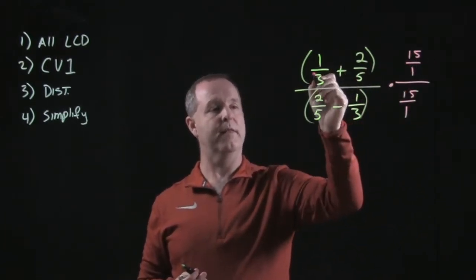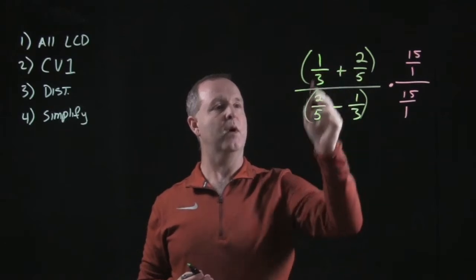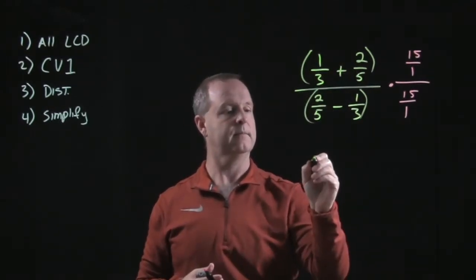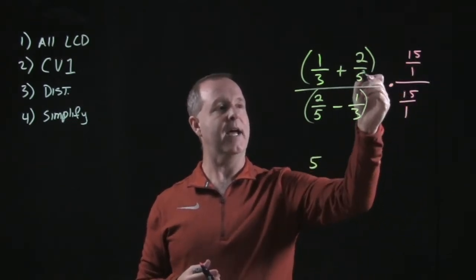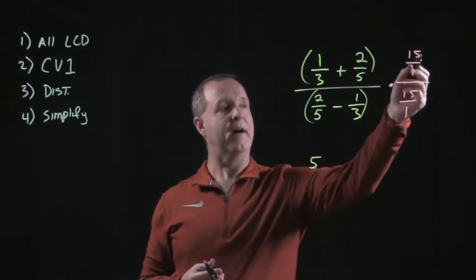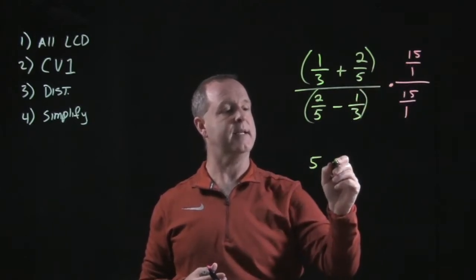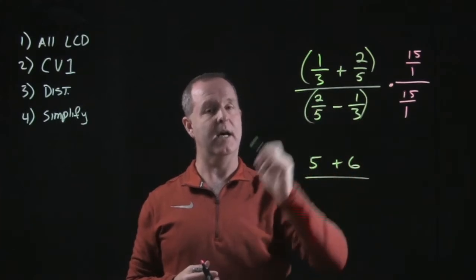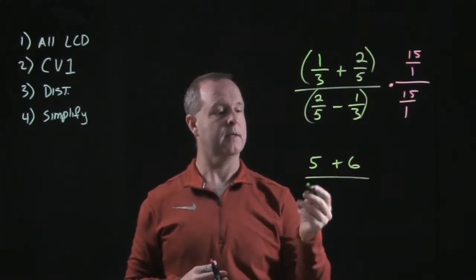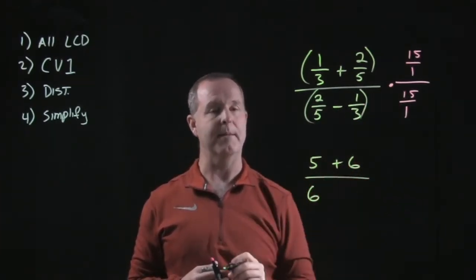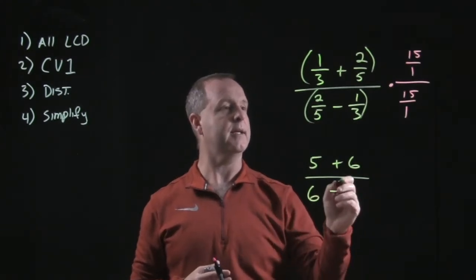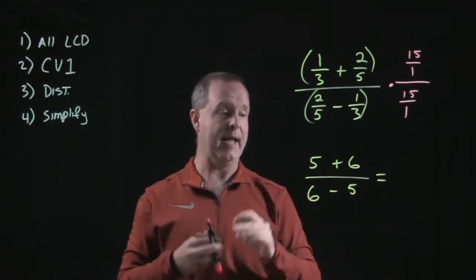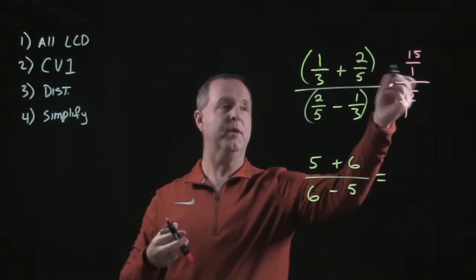15 times the 1/3. 15 times 1, that makes it a 5. 15 times 2/5. 5's cancel out with a 5, so that makes it a 6. And the denominator, 15 times 2/5 makes it a 6. 15 times a third makes it a 5. And then I can reduce that. That was my distributive property.